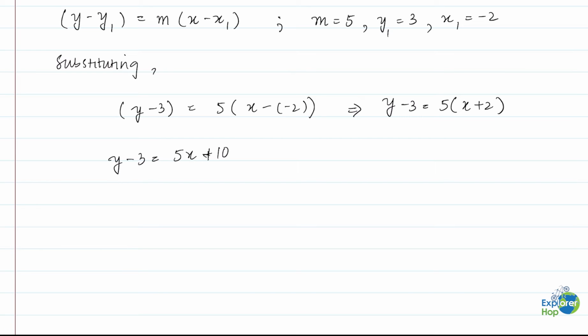And because the standard form of the equation of a line is y equals mx plus c, we will take everything except for y to the right side of the equation, and we will rearrange to write it as y equals 5x plus 13. And this is the equation of the line that we were able to find using the gradient as well as the point that we're given.